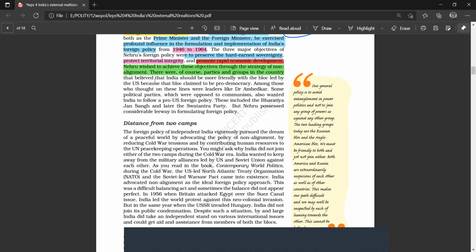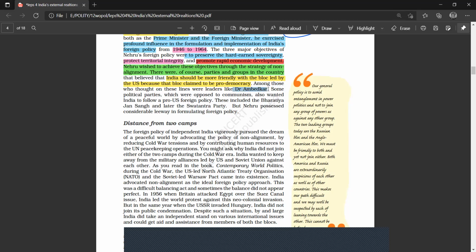Parties and groups in the country believed India should be more friendly with the bloc led by the US, because the bloc claimed to be pro-democracy. There were some people who wanted us to side with the US because the US was pro-democracy. On those lines were leaders like Ambedkar and other political parties which were opposed to communism and also wanted India to follow a pro-US foreign policy.